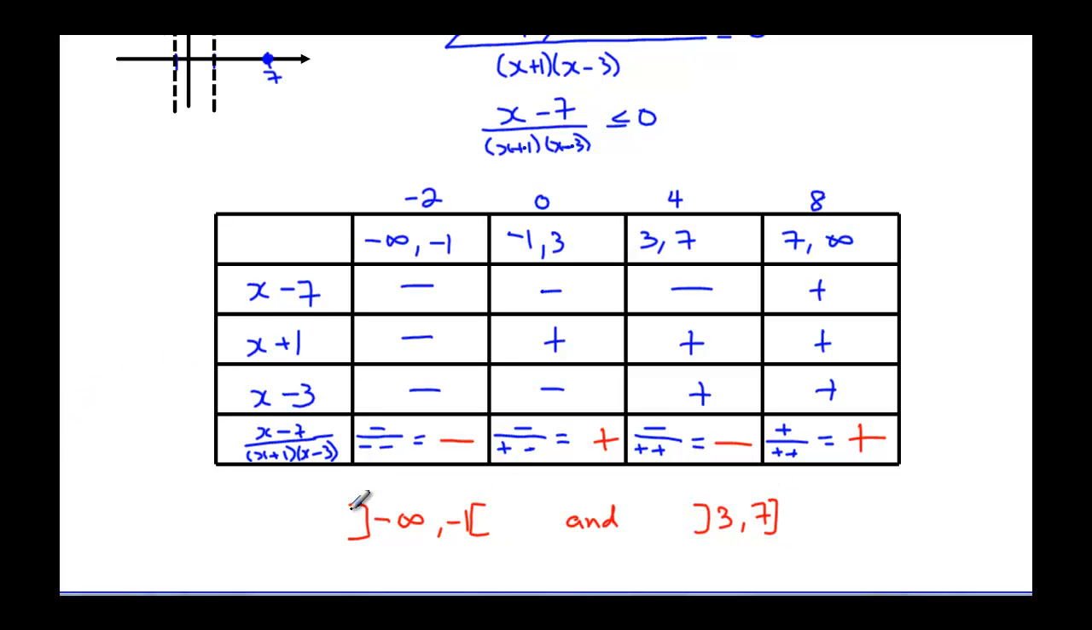Asymptotes are never included. Infinities are never included. And for the zeros, you have to check, is it less than 0 or less than or equal to or greater than or equal to 0. So you have to check the zeros. So that's pretty much it. These are the solutions, and I hope you understood that example.